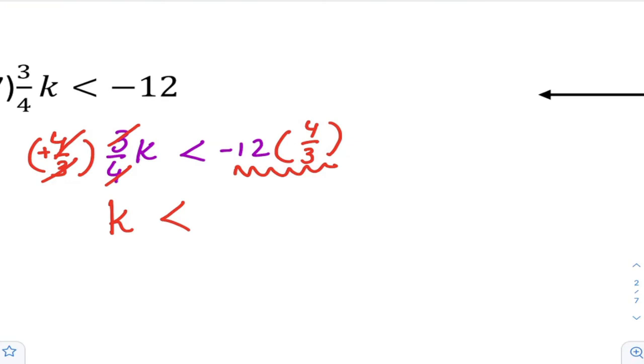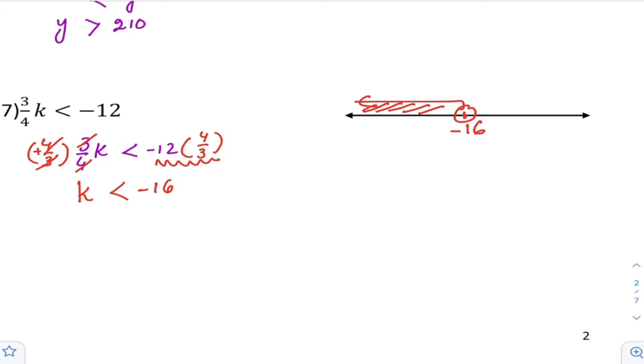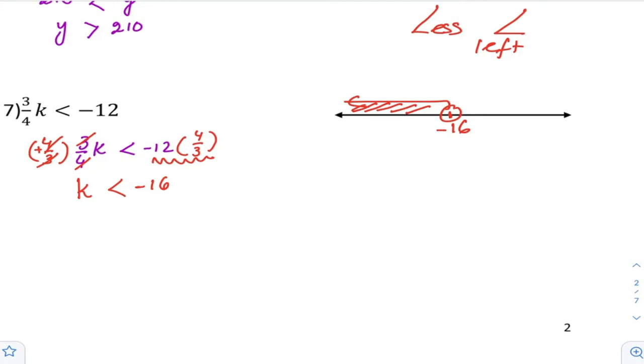So now I will multiply that. -12 by 4, -48 over 3 is -16. So now we have the -16. Open circle because there is no equal sign here. And I will shade the region below to the left. Less, left. Remember, less, left. They are similar to each other.